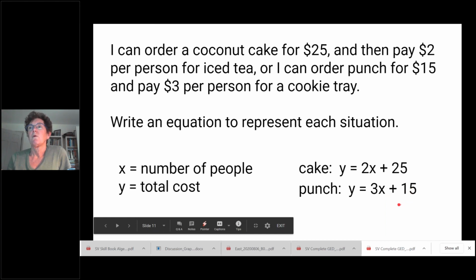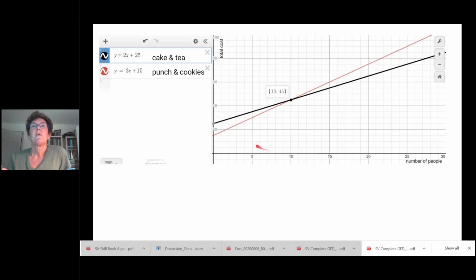So what does that look like on my graph? The black line represents my cake and tea. There's my $25 for my cake. And then I go up $2 for every person. Oh, nope, these are 5. This is going up by 5, so it's a little bit less than half. Up 2 over 1, up 2 over 1, up 2 over 1. There's my slope for my cake and tea.